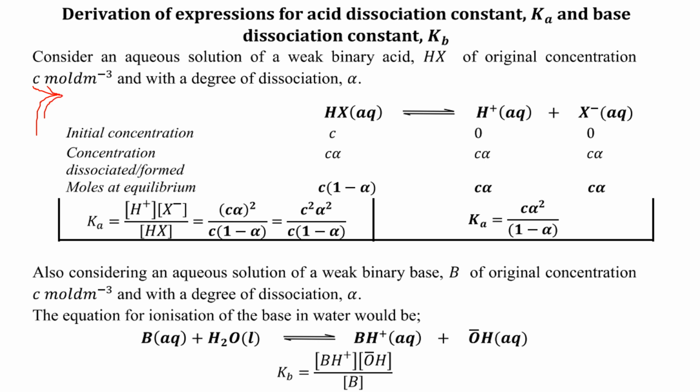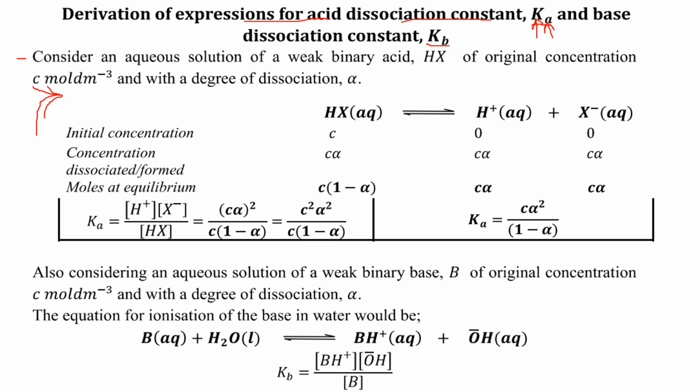So looking at the derivation of expressions for acid dissociation constants, the acid dissociation constant or acid ionization constant is represented by capital K and the subscript A. The A represents acid and the capital K represents ionization constant. And that of a base is going to be represented by Kb. Remember that the B is a subscript.